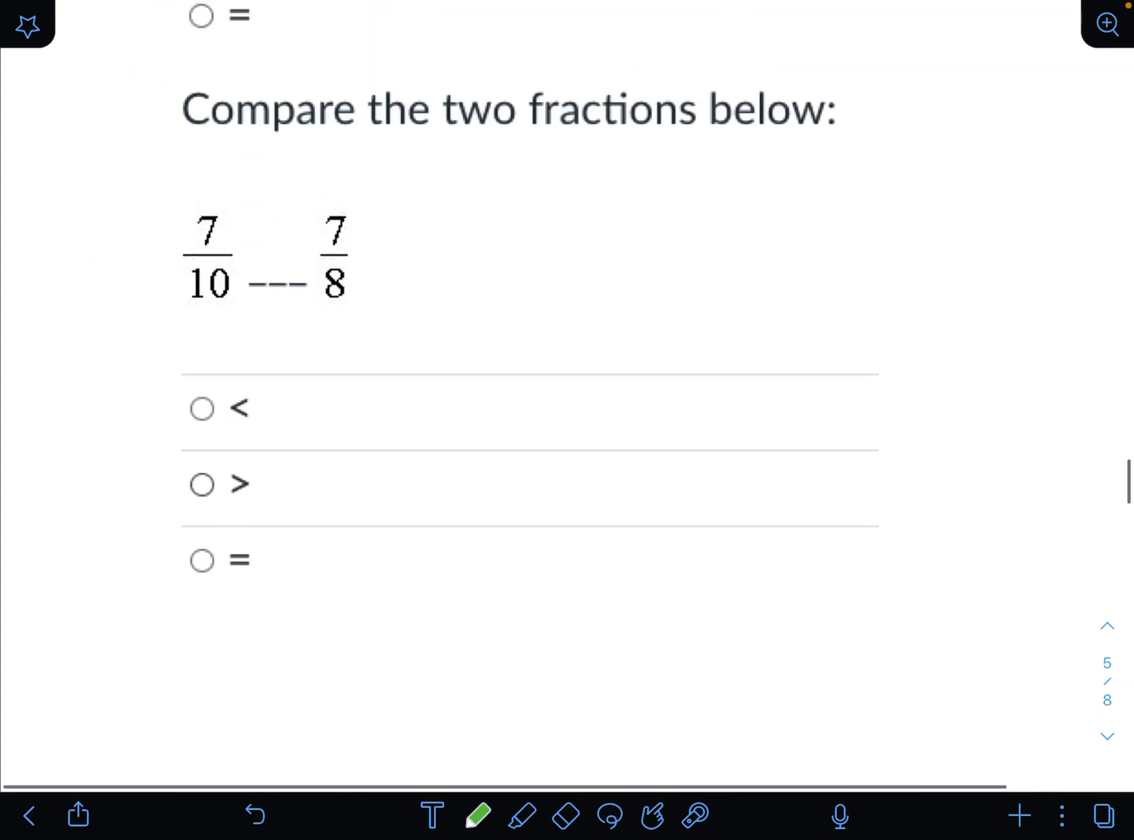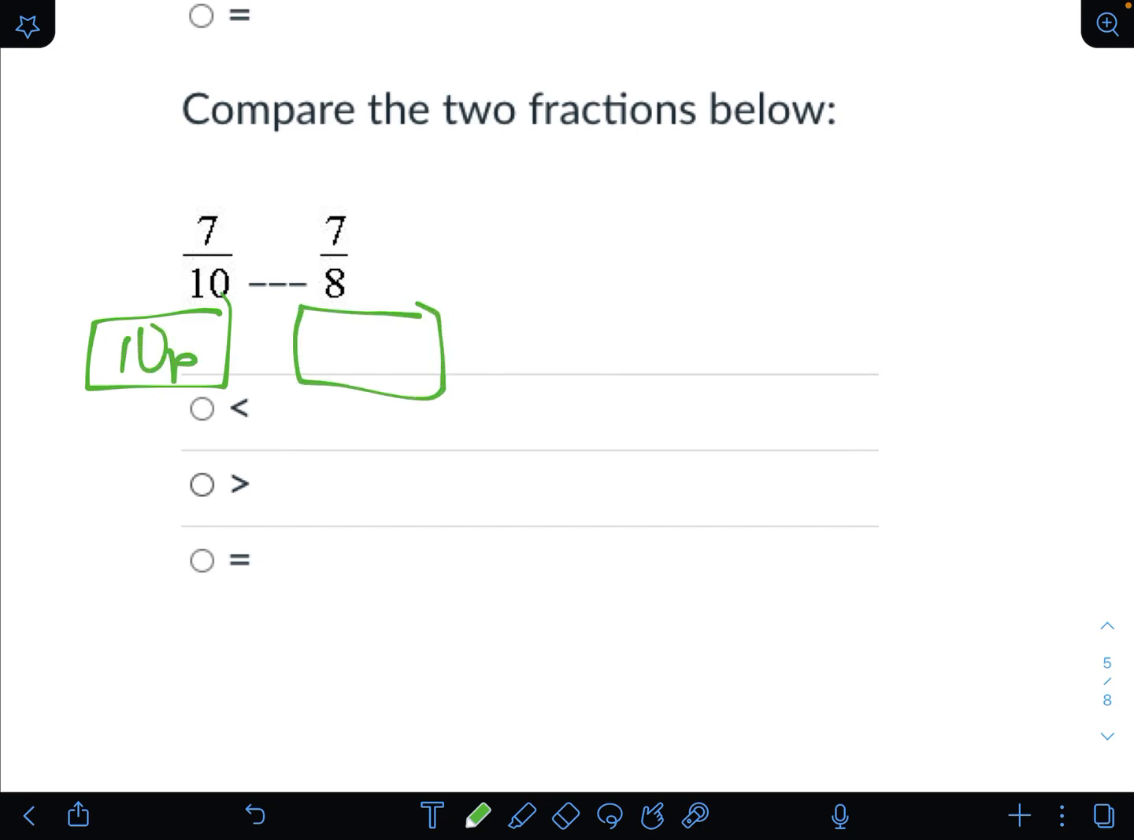Okay, one more. 7/10 versus 7/8. Let's see. So I have one bar that's cut into 10 pieces, and another bar, same size, that's cut into 8 pieces. But in both, I offer you the same piece numbers. I offer you 7 of these or 7 of these. What are you going to pick?